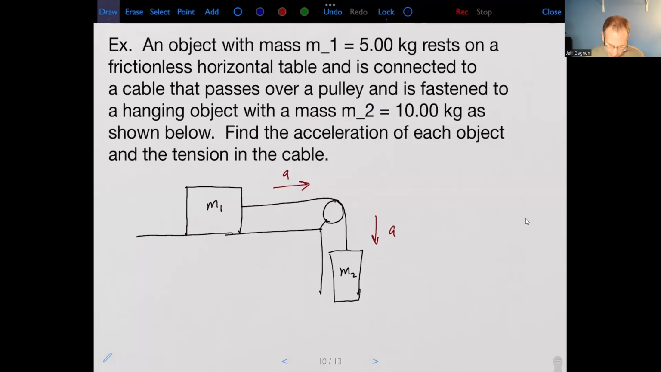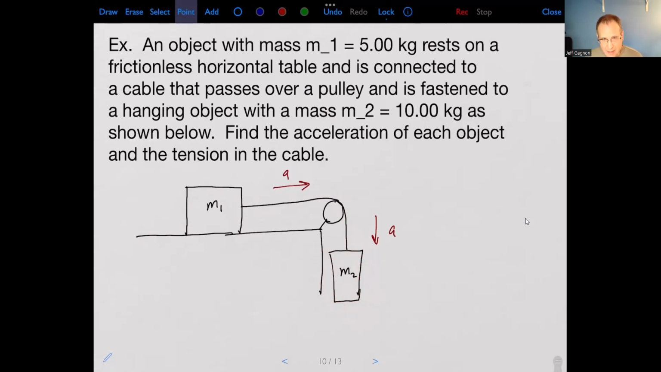Okay, another problem. And we're going to do something like this in lab as well. So this one says an object with mass m1 equals 5 kilograms rests on a frictionless surface. So in this case, this mass right here is 5 kilograms. It's on a flat frictionless surface, right? And it's connected to a cable or a string that goes over a pulley, which is connected to a second mass, m2 here, a hanging or suspended mass, which has a mass of 10 kilograms. So m2 is 10 kilograms.